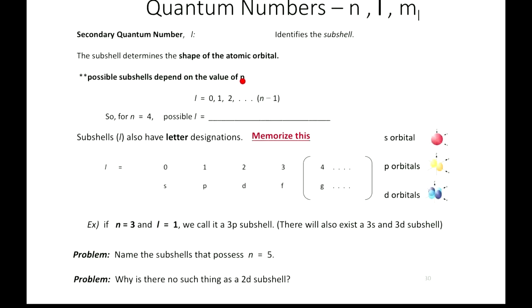So the rules are, depending on what n value you are in, your possible l values are all of the integers between 0 and n minus 1. So for example, if we're in an n equals 4 energy level, our possible l values are 0, 1, 2, and 3, and that's it. Because our possible l values are all of the integers from 0 to n minus 1, we can't have an l equals 4 here because n is 4.